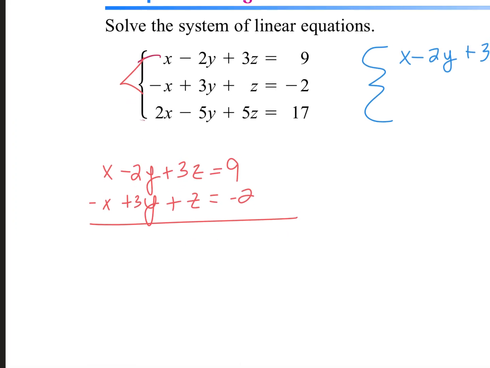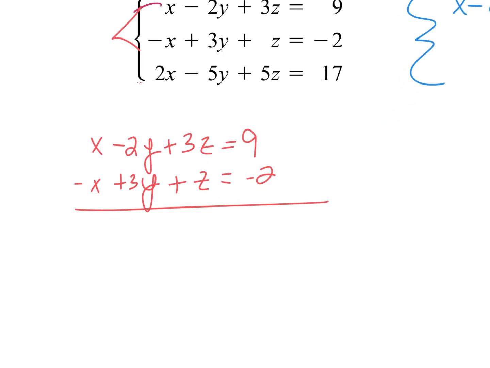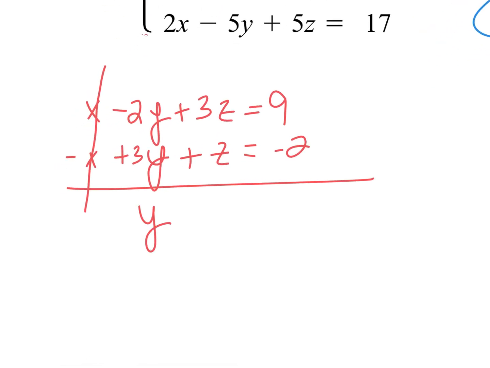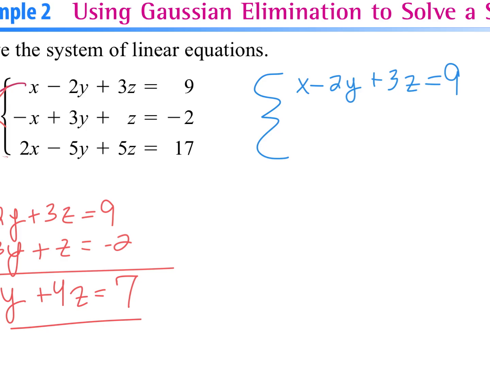So if we were using elimination or substitution, I personally prefer elimination. I think this would be the only way that you could do this problem. But can I combine these 2 equations and eliminate x? Yeah. They both are 1. One's positive, one's negative. So if I add these together, do you guys agree with me x's cancel? Yeah. So what's negative 2y and a positive 3y? y. What's 3z plus 1z? 4z equals, what's 9 minus 2? There's your second equation. I'm going to put it over here.